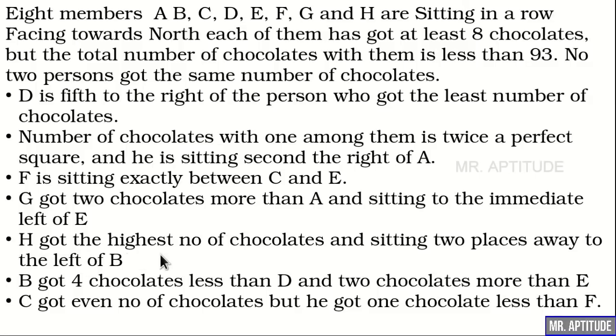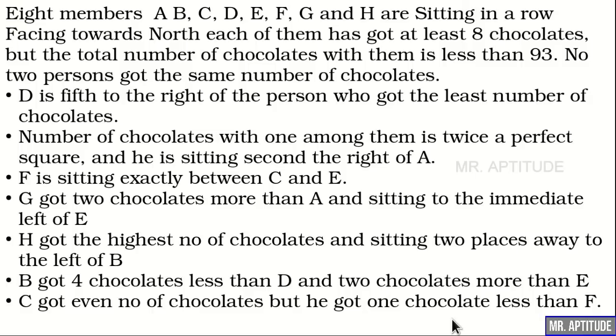H got the highest number of chocolates and is sitting 2 places away to the left of B. As we discussed earlier, 2 places away means that there should be exactly one person sitting between the given two. B got 4 chocolates less than D and 2 chocolates more than E. C got an even number of chocolates, but he got 1 chocolate less than F. So this is the given information.